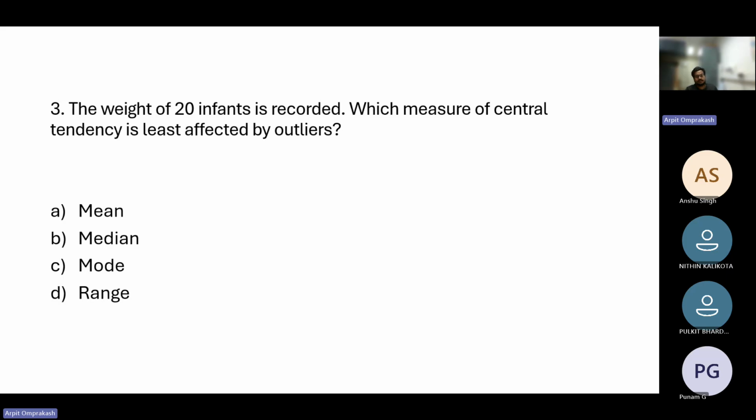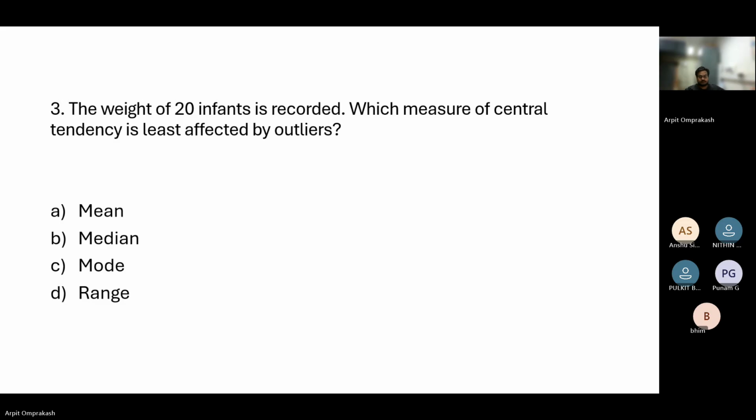The next question is, the weight of 20 infants is recorded. Which measure of central tendency is least affected by outliers? Someone says B. Other people also say B. So the answer here is clearly median, because median is the least affected by outliers, mean is the most affected by outliers, and mode can be affected by outliers if there are a large number of them.